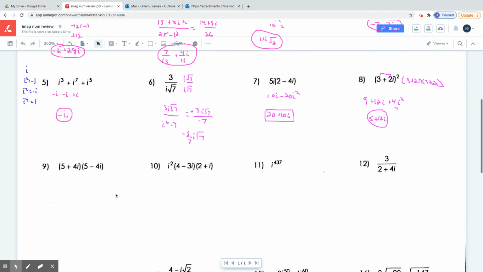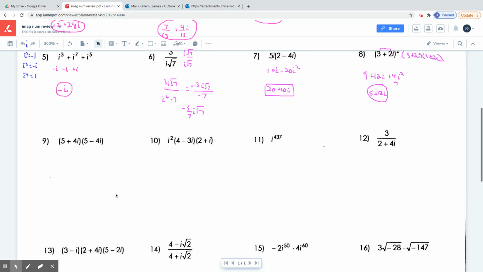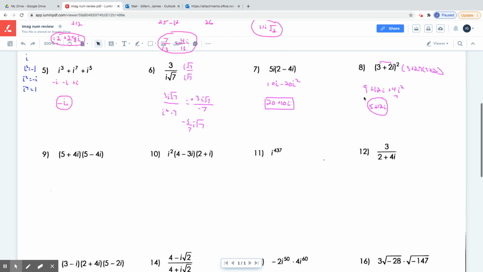All right, so moving down to number 9. The difference between number 9 and number 8 is that in number 8 we were doing 3 plus 2i times 3 plus 2i. Here it's 5 plus 4i times 5 minus 4i. These are conjugates, which means we don't have to FOIL everything out. We just know the middle terms will always cancel.